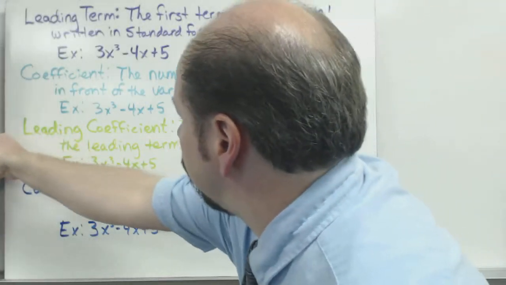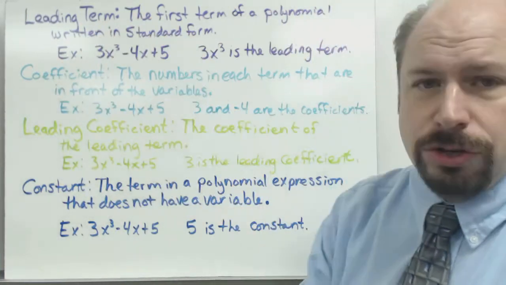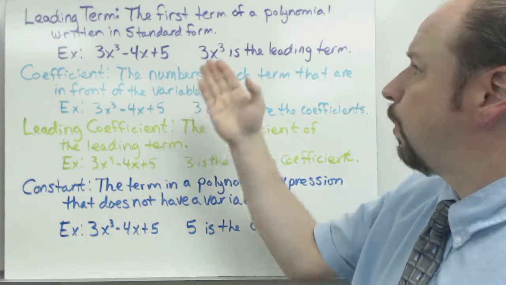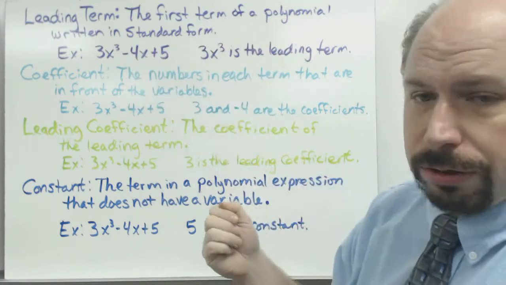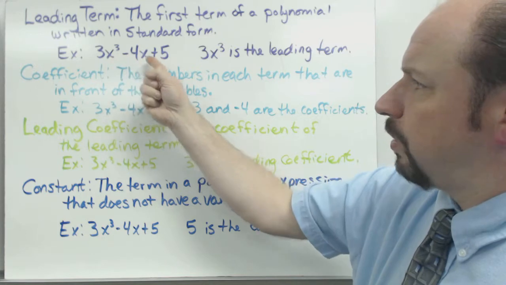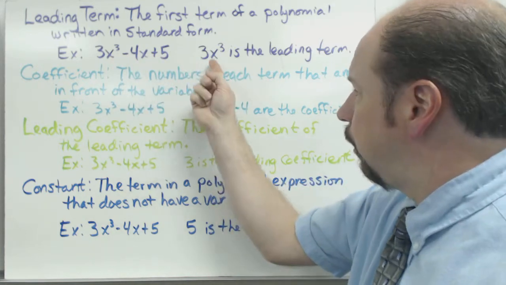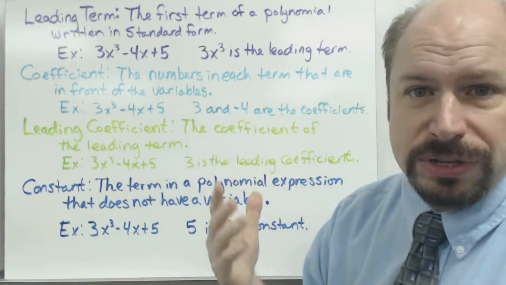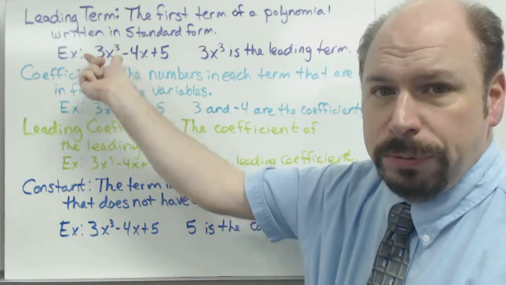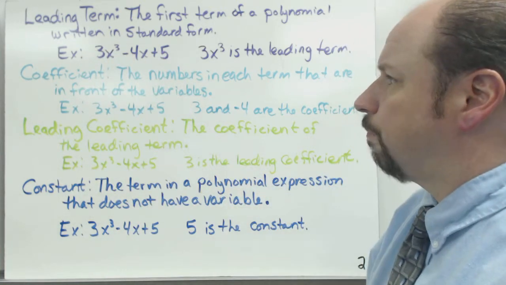Okay, moving on here. The leading term is just the very first term in a polynomial expression written in standard form. So for example, here 3x cubed minus 4x plus 5. The 3x cubed is the leading term because this is written in standard form, and it's the one in front, so it's the leading term.